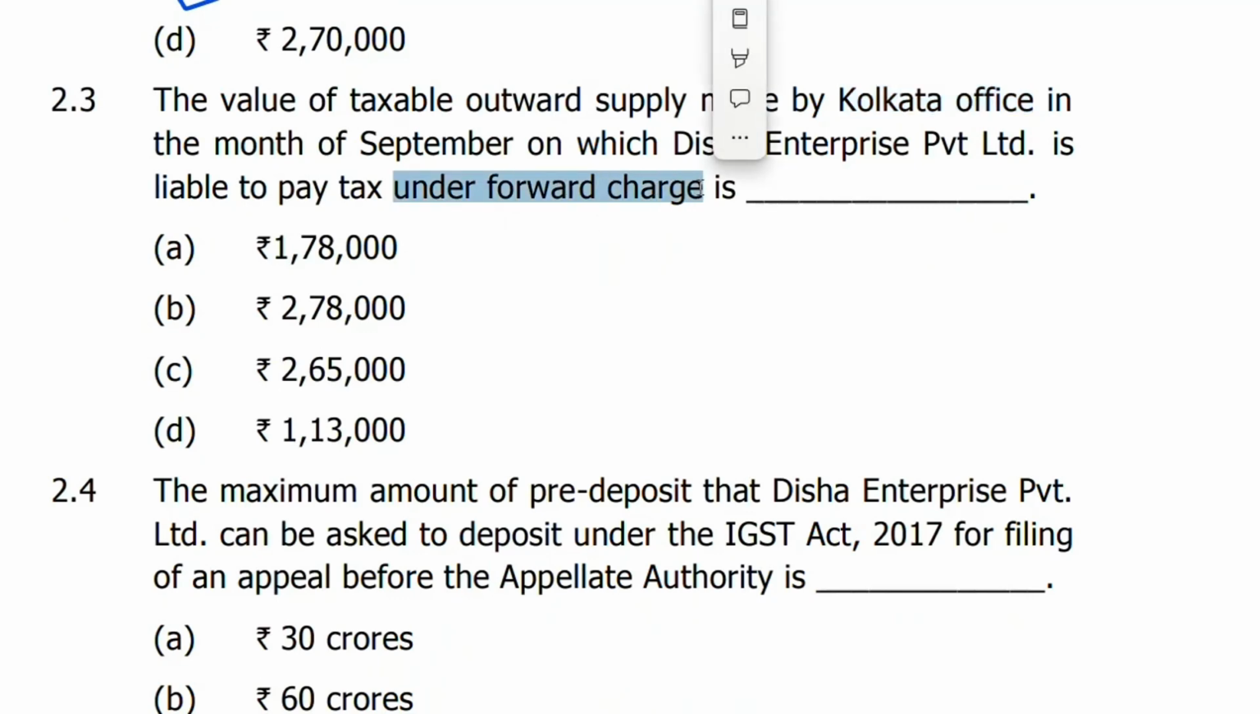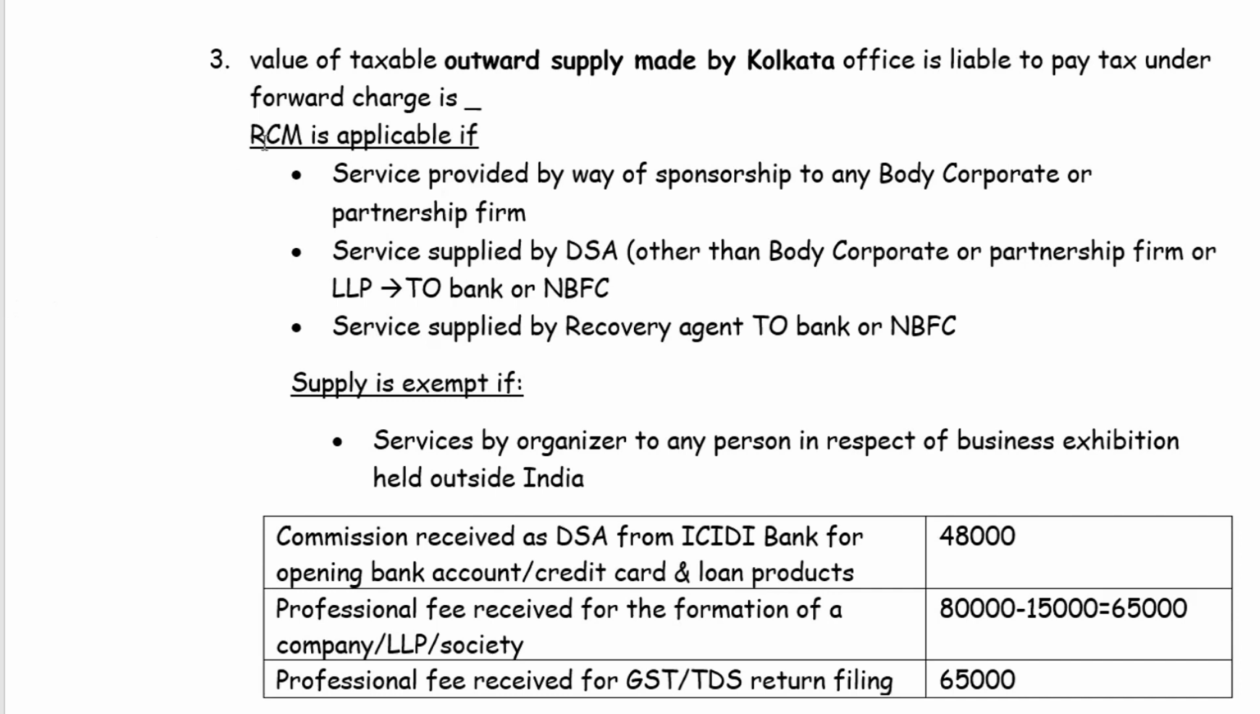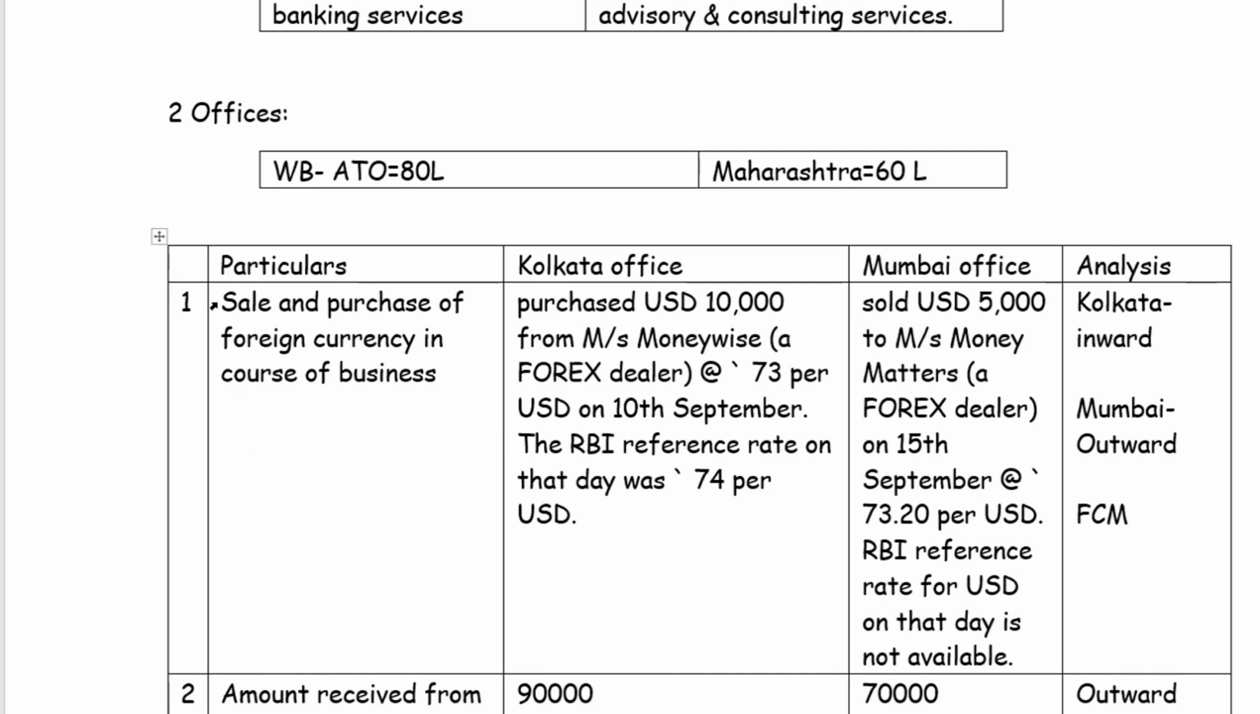Okay. Now they are asking forward charge. In the above question they asked reverse charge, right? RCM is applicable in these three cases in this question. That is, service provided by way of sponsorship to any body corporate or partnership firm, service supplied by DSA other than body corporate, or partnership firm or LLP to a bank or NBFC, and service supplied by recovery agent to bank or NBFC.